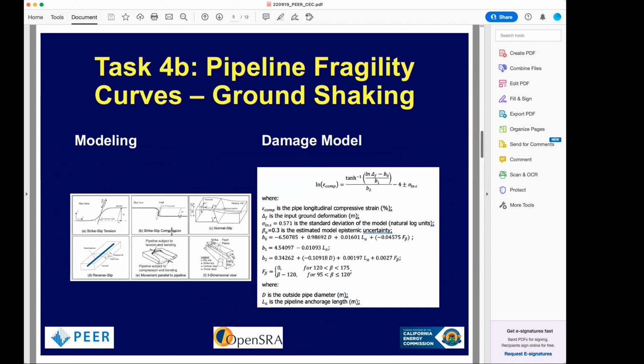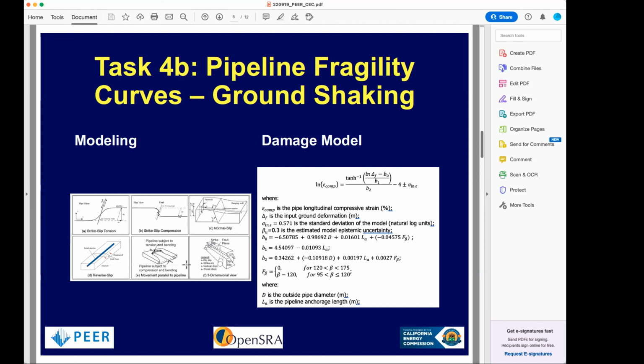Okay, so there's a huge amount of research that's gone into this. I just want to highlight a couple little examples here from some of the subtasks that have finished up their results recently. There's obviously so much more and so many more details. You can find all those reports on the website and upcoming PEER reports. But just to give you a flavor for what the groups have done. So this is task 4B. This is John Bray's group.